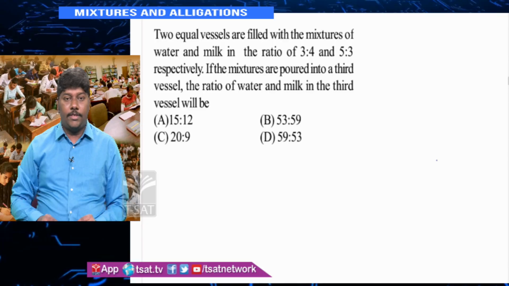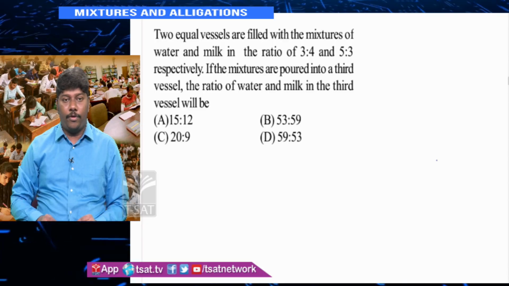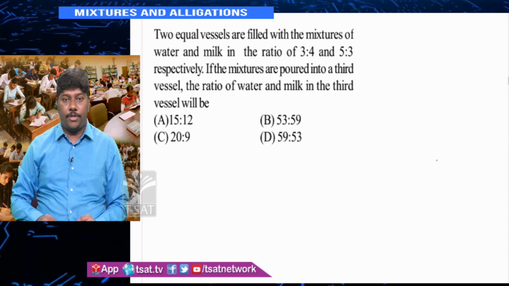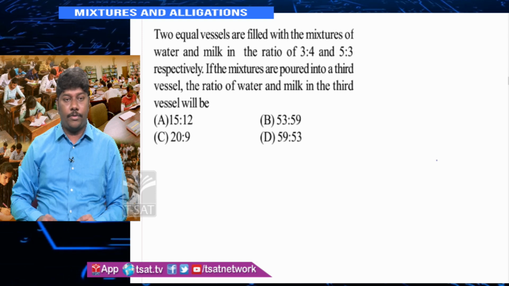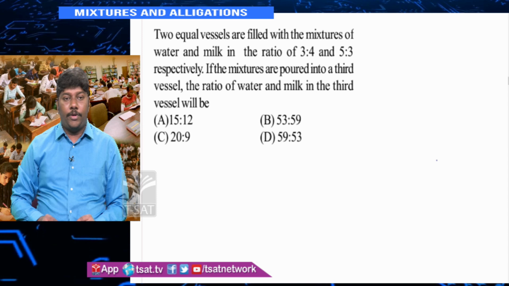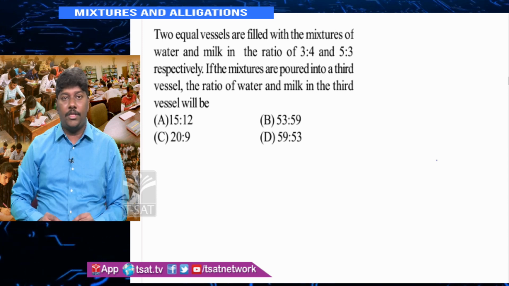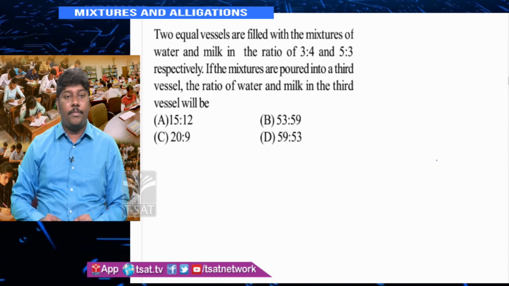Two equal vessels are filled with mixtures of water and milk in the ratio 3:4 and 5:3. So in the first one, water and milk in the ratio 3:4. In the second one, water and milk ratio is 5:3. If the mixtures are poured into the third vessel, instead of saying mixing, he is saying you are pouring these two mixtures in the third vessel. The meaning is you are mixing these two mixtures.